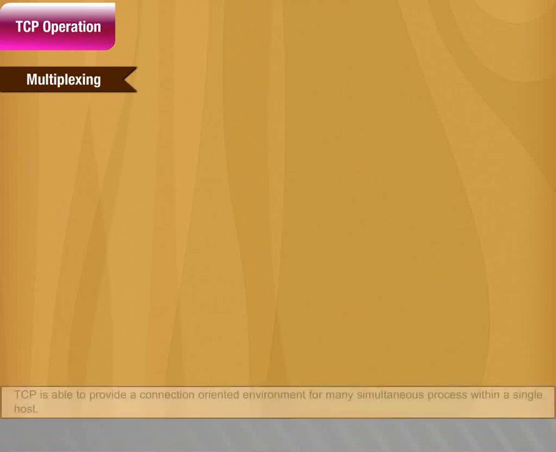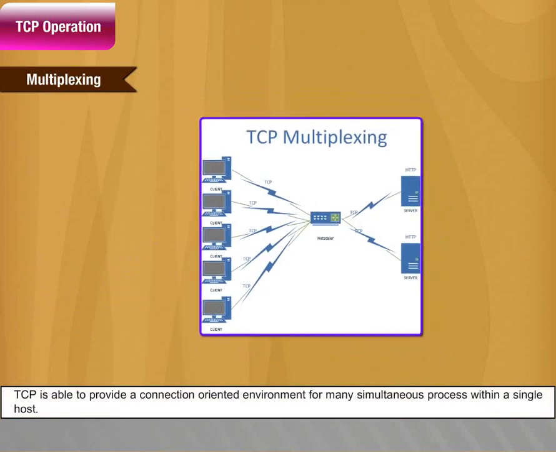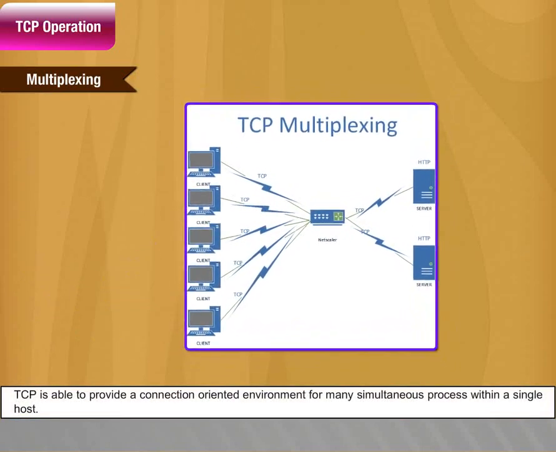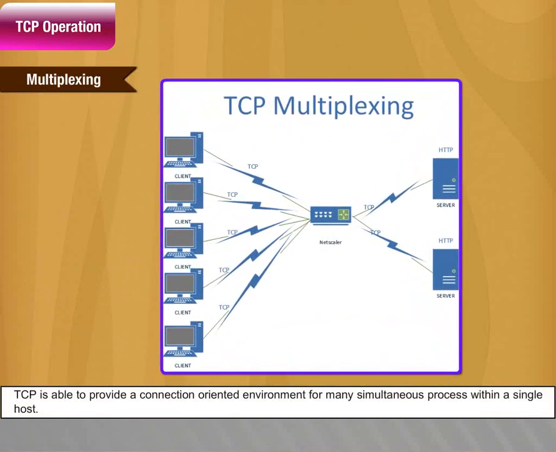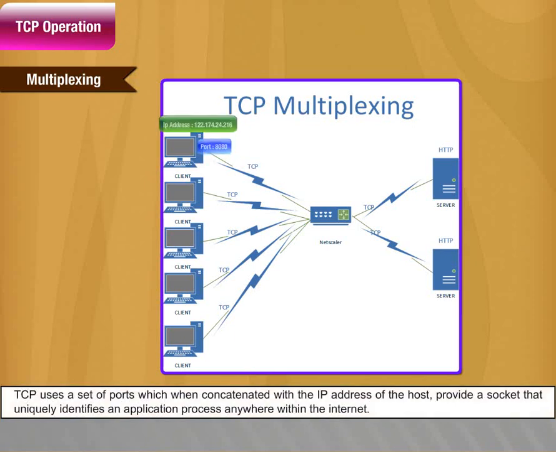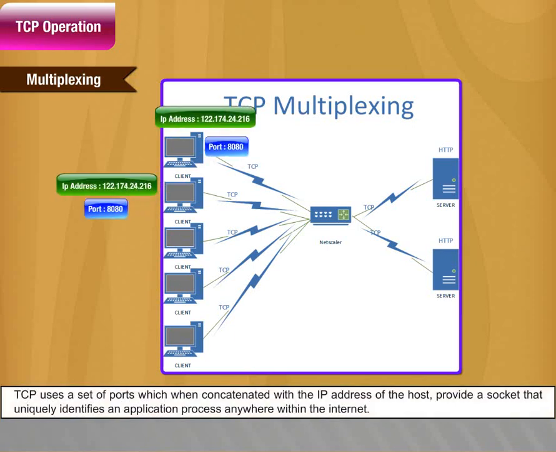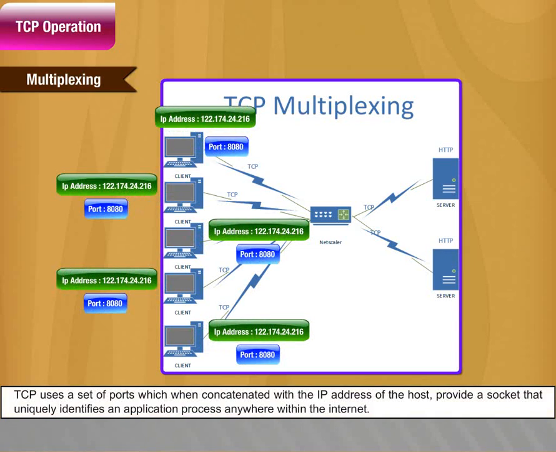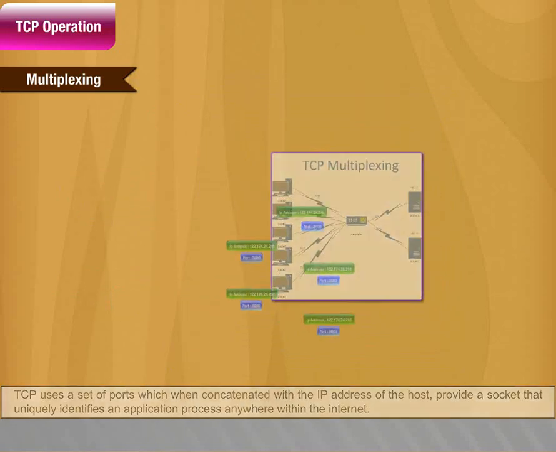Multiplexing. TCP is able to provide a connection-oriented environment for many simultaneous processes within a single host. TCP uses a set of ports which, when concatenated with the IP address of the host, provide a socket that uniquely identifies an application process anywhere within the Internet.